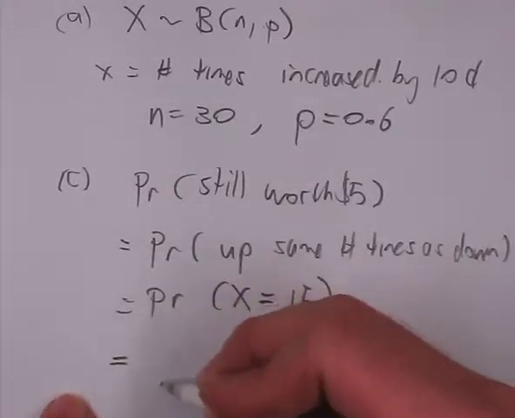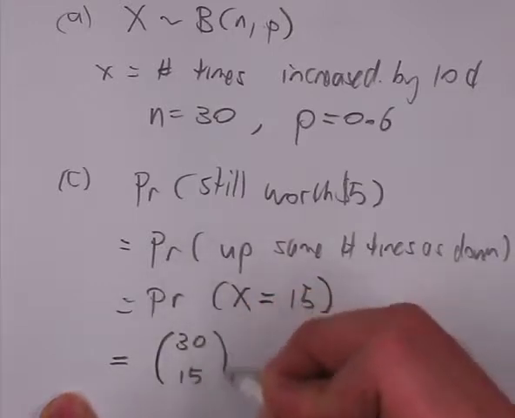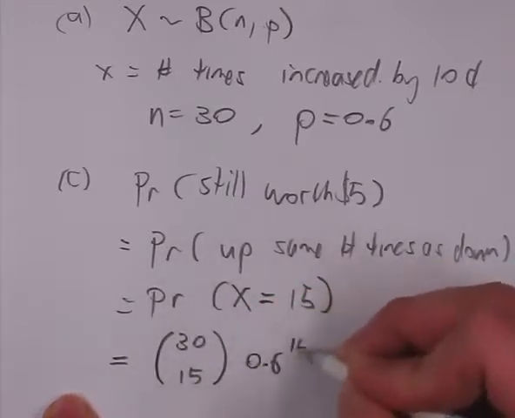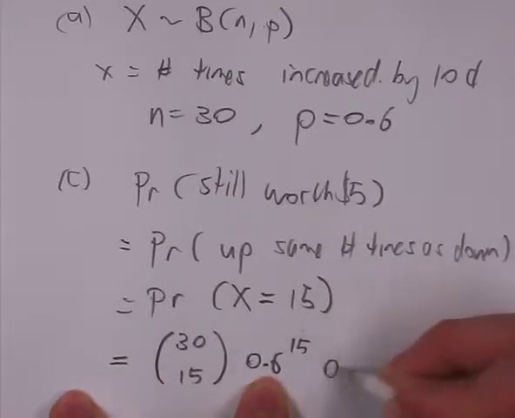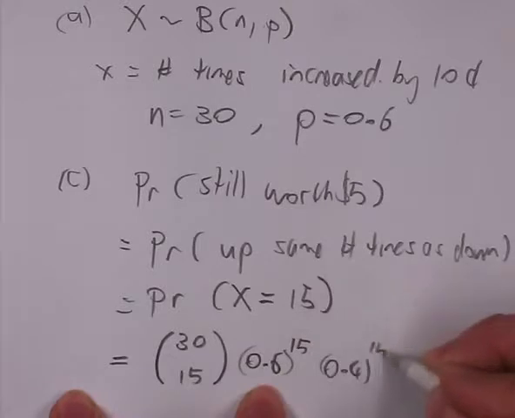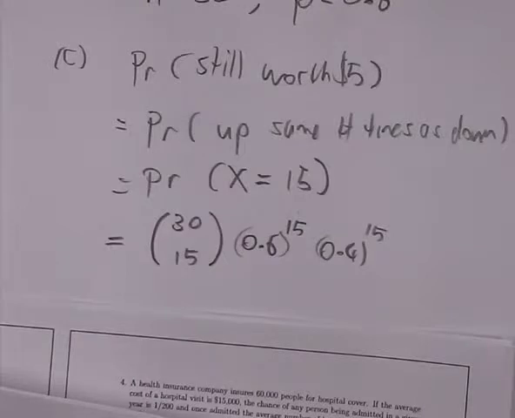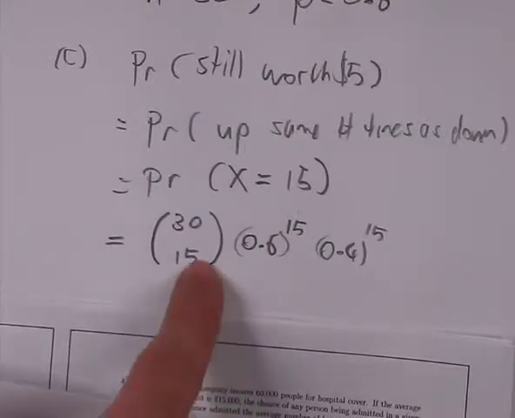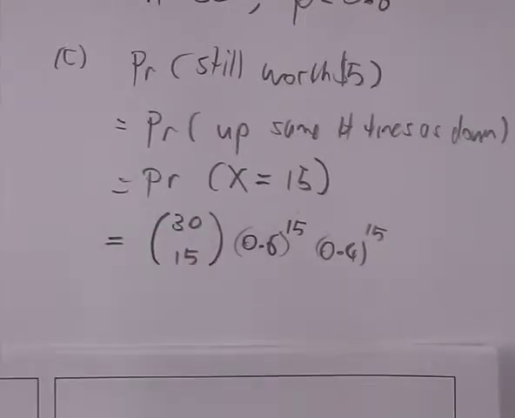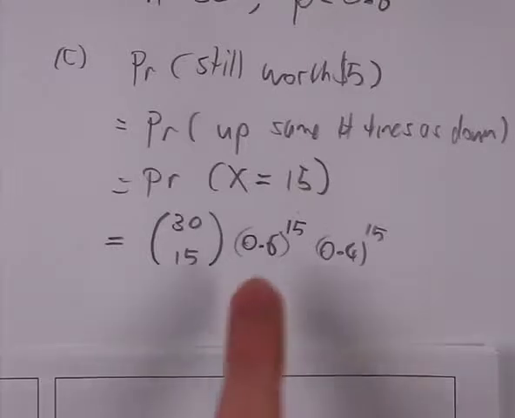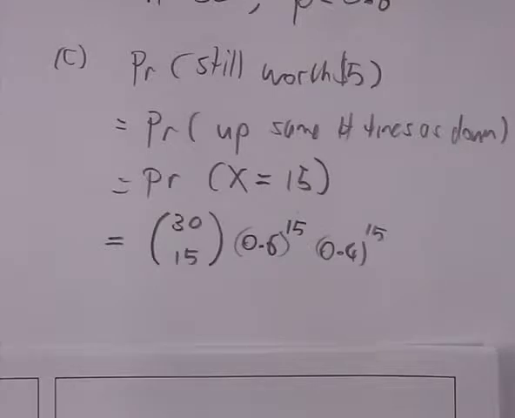So according to the formula, it will be 30 choose 15, times 0.6 to the 15, because it went up 15 times, times 0.4 to the 15, because it went down 15 times as well. And that's the probability. And we would have to use a calculator to find that, because I do not like the concept of calculating 30 choose 15 by hand. Okay? And that's one particular option. It just says exactly what it is for just 15. And we've found that exact probability of that particular one.